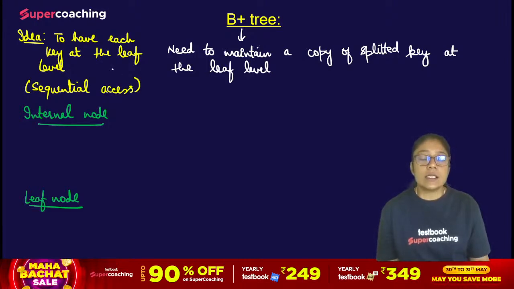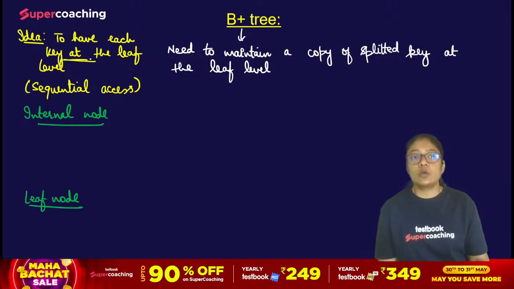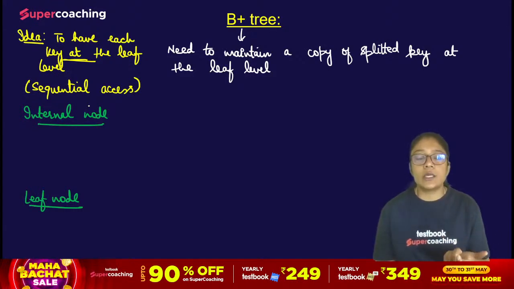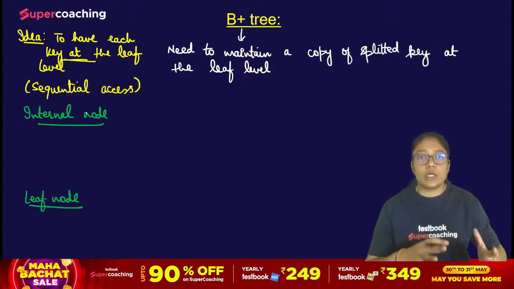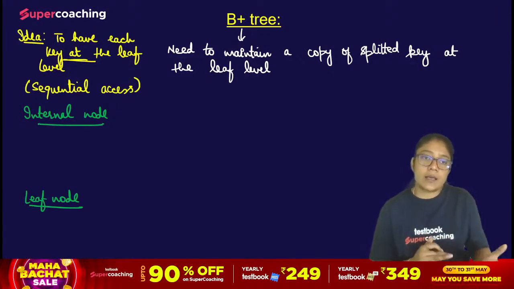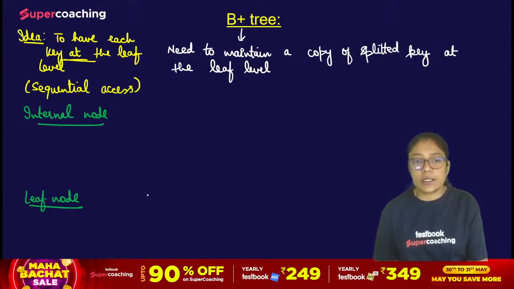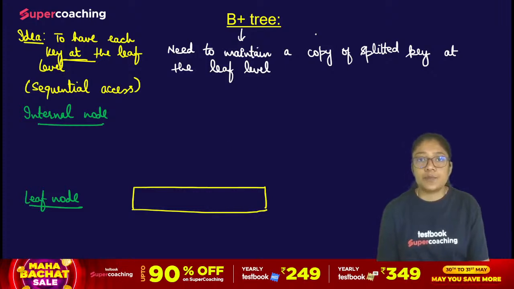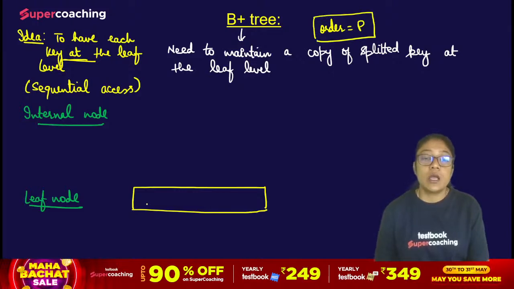Okay, since each key is available at the leaf level, तो हमें internal level पे record pointer की जरूरत नहीं है, क्योंकि जब आपको key को refer करना है तो each key is available at the leaf level and will be maintaining the record pointers at the leaf level. So at the leaf level, if the order is P, let us assume that order is P, so maximum number of keys, minimum number of keys, it will be same.